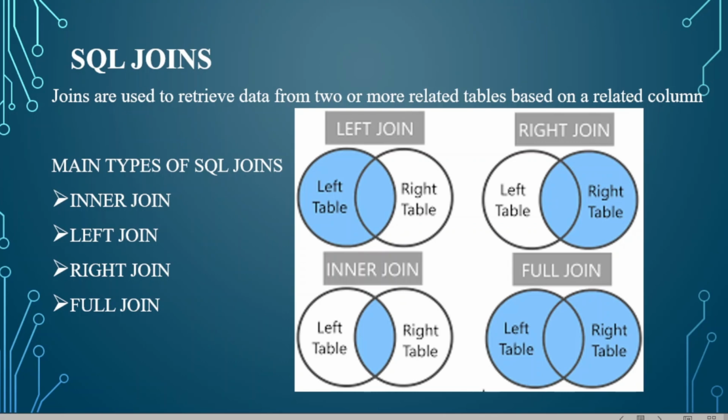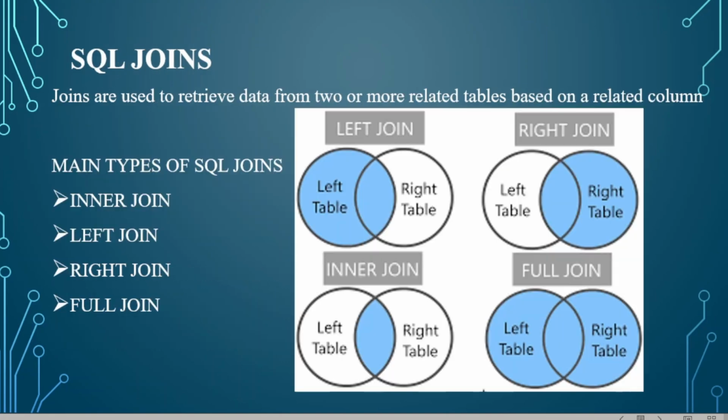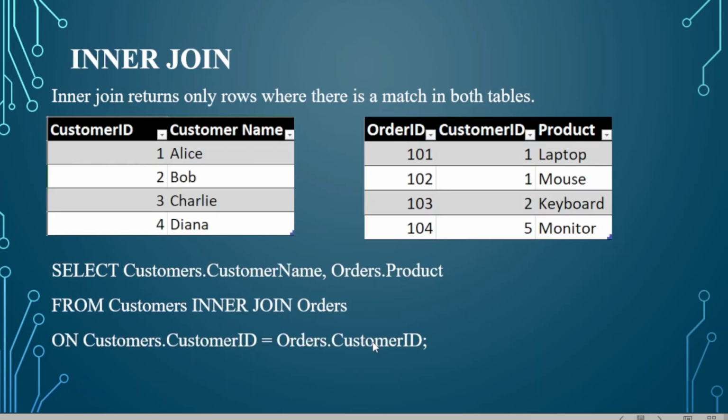Let's talk more on the four types of join. So starting with inner join, it returns only rows where there is a match in both tables. Let's go back to the Venn diagram. This is inner join. As you can see, inner join returns only where there is a match. It returns only what is found common between the two tables, between the left table and the right table.